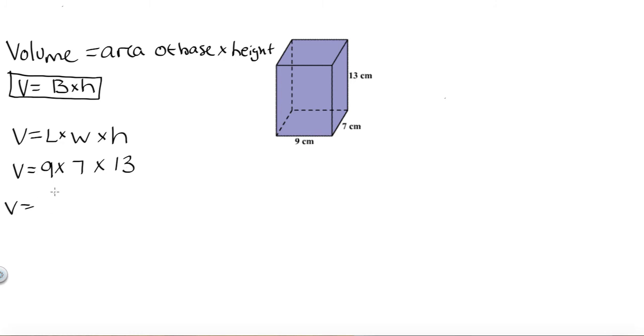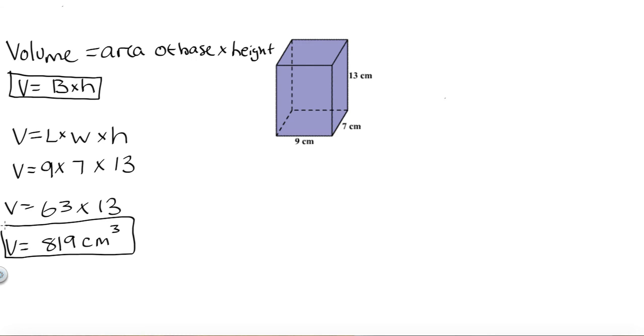This gives me 63 times 13 because I want to go ahead and simplify, which gives me a volume of 819 cubic centimeters. Very important. Remember, volume is always in cubic measurements.